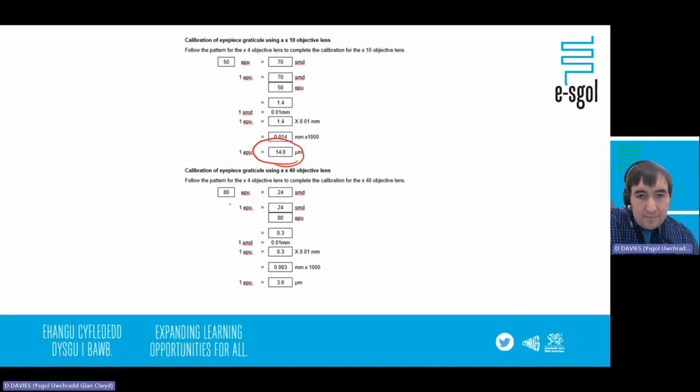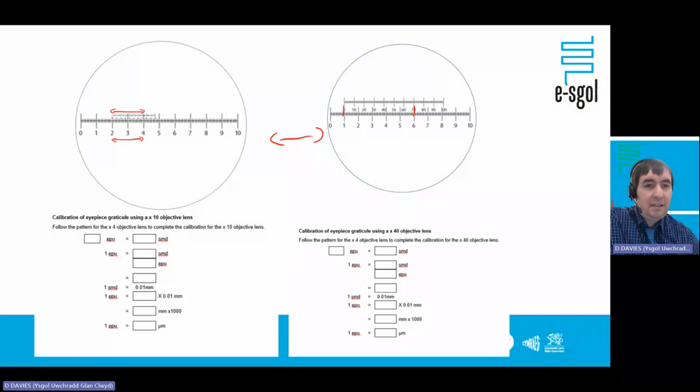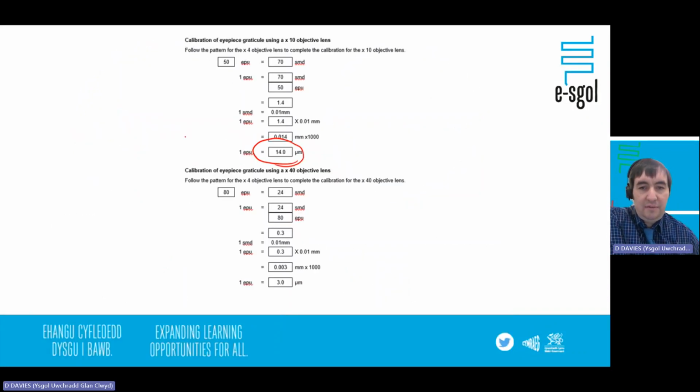Okay, so times 40 objective lens. So it's 80 eyepiece units, yeah, so that would be the 80 that we had here. And there would be 24 stage micrometers. 24 divided by 80, 0.3. So that 0.3 multiplied by the value of one stage micrometer unit, 0.03, multiplied by 1,000. So that means that one eyepiece unit on the times 40 is 3. Okay, so sorry those pictures were the wrong way around initially, but that's no matter if you've worked them both out. So you should be getting something near these.